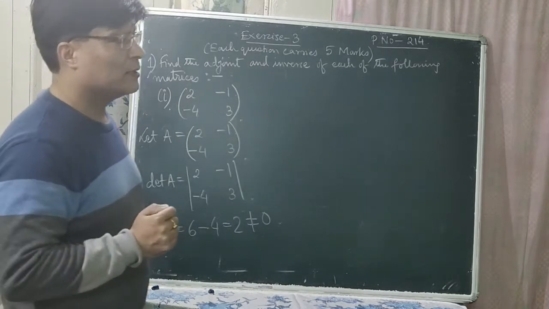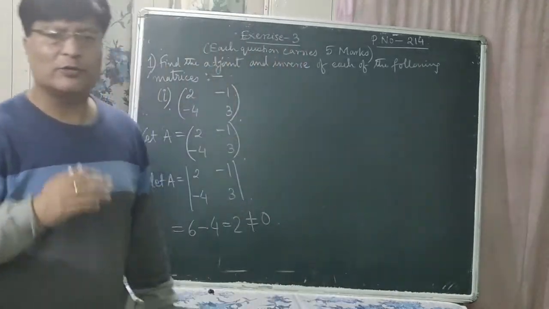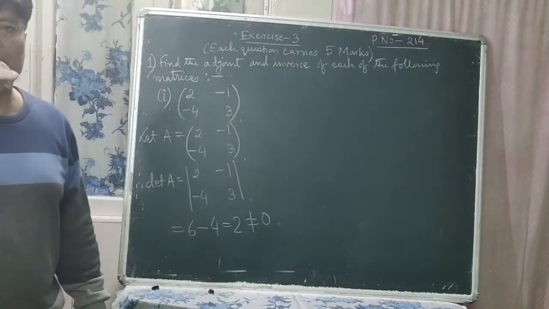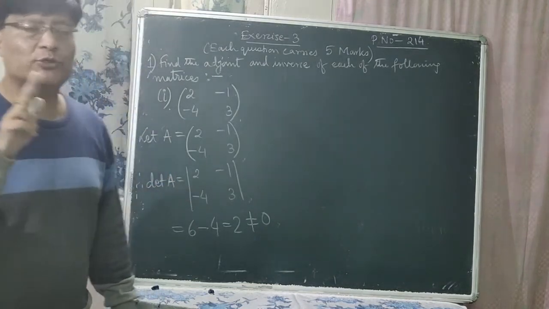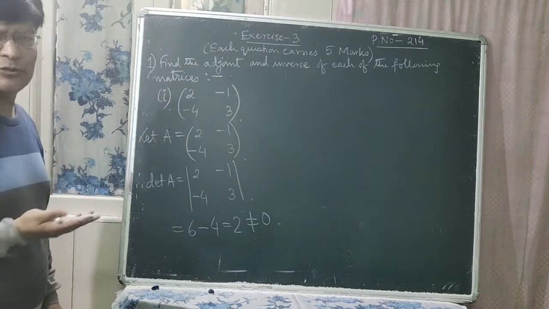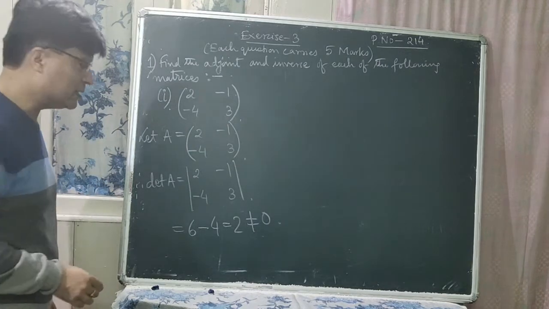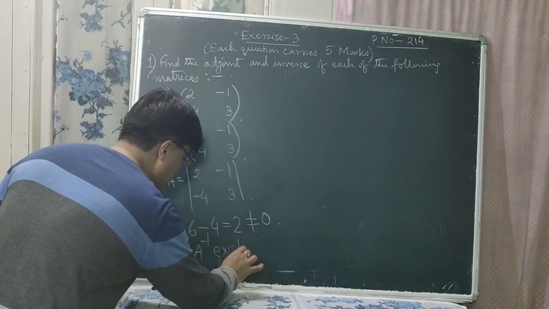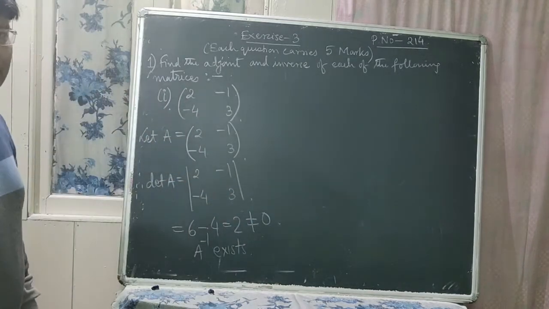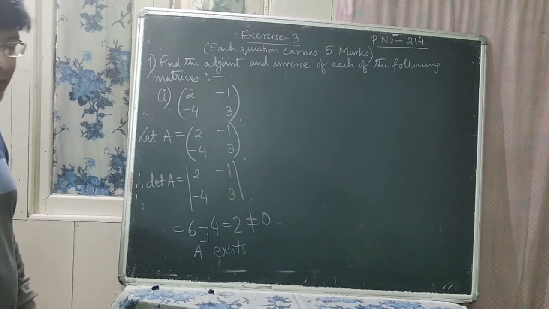Because you know that the formula for A inverse is equal to 1 upon det A into adjoint of A. And det A is in the denominator, so it should not be equal to 0. If it is equal to 0, then A inverse does not exist. So here you should write A inverse exists. I think you have understood it.